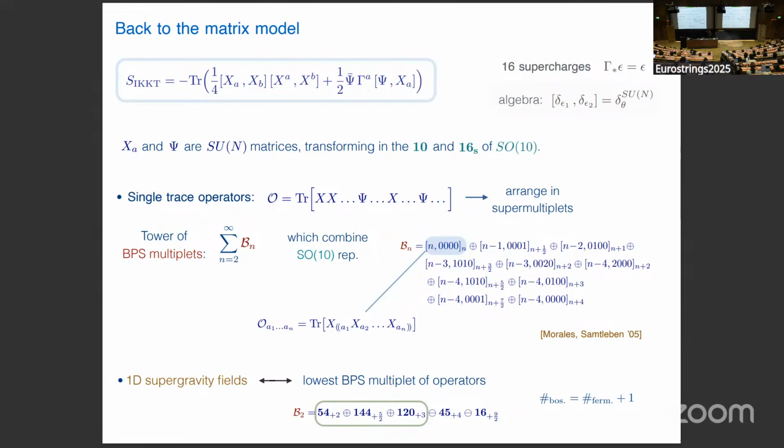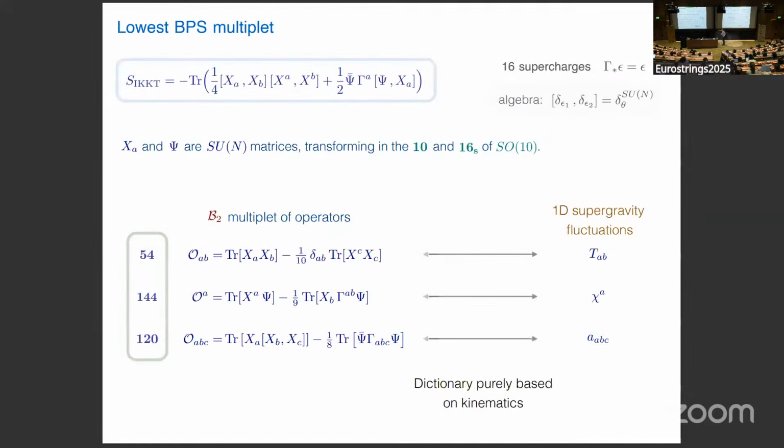The first one and the last one are bosonic operators. The middle one is a fermionic one. The dictionary we proposed has these operators written in terms of the X and psi matrices. As I said, there is a bosonic, a fermionic and a bosonic operator. This dictionary, which at this point is purely based on kinematics, is between this lowest multiplet of BPS operators and the fields that appear in the one-dimensional supergravity, which I showed you a few slides ago. These are the scalar fields, this is the vector spinor that I showed you, and these are the axionic fields, 120 of them.